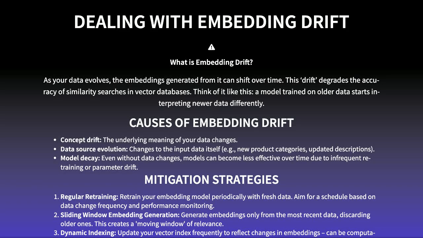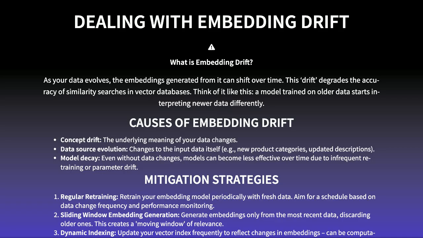Okay, so let's talk about a really important challenge when using vector databases, embedding drift. Basically, the numerical representations of your data, those embeddings, can slowly change over time. This happens because things evolve, and what used to be similar might not be anymore. There are several reasons for this, like changes in the actual data itself or even just the model learning differently as it gets older. The good news is there are ways to tackle it.